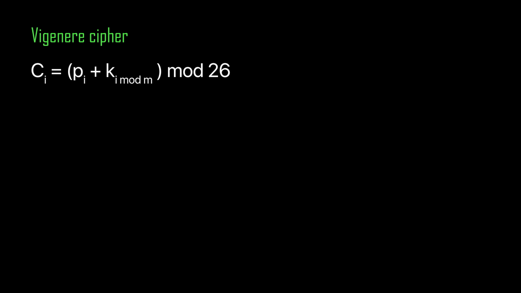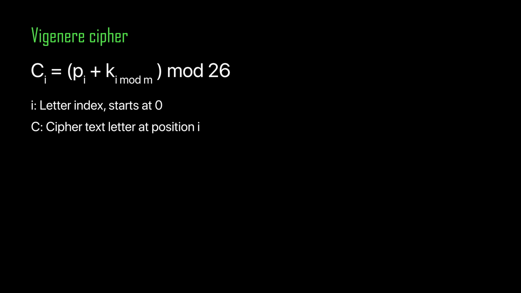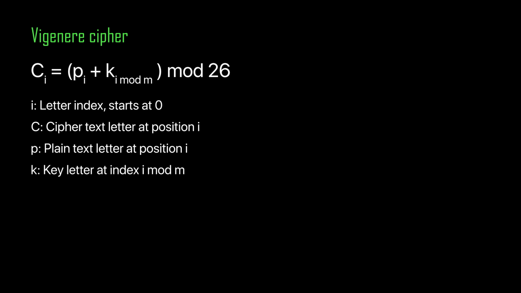Here's the encryption function. I is the letter index, C is the ciphertext, P is the plaintext, K is the key at index I, mod M, where M is the length of the key. This is important because the key is usually shorter than the plaintext. Each plaintext letter has to be paired with a letter in the key.